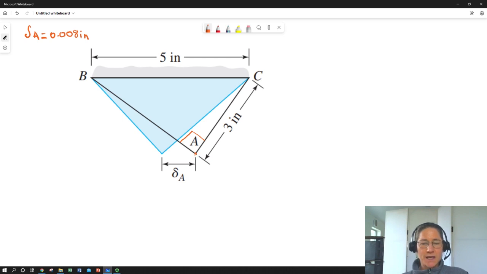And so we displace point A. Let's draw us a coordinate direction here. A gets displaced 0.008 inches in the negative X direction to its new position. It does not move in the Y direction, so it retains the same position versus this base up here, and this 5-inch dimension stays the same. So basically what we get is a new side of the triangle that's going to be a little bit longer than 3 inches, and a new side of the triangle here that's going to be a little bit shorter than the original 4 inches.